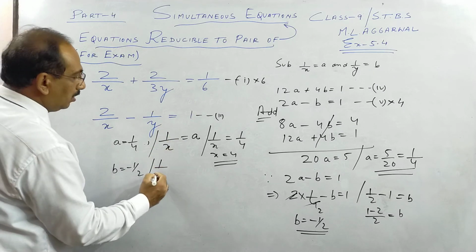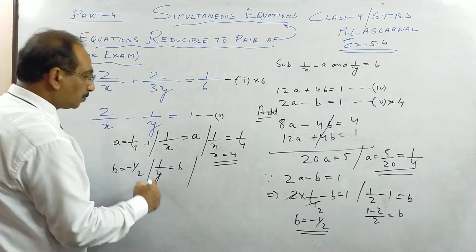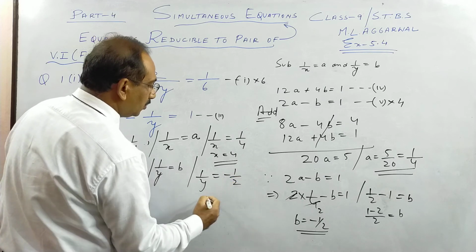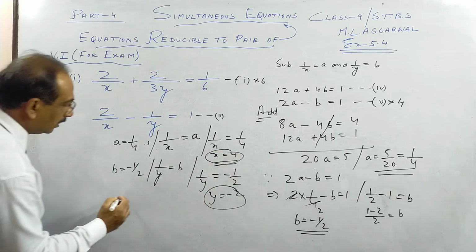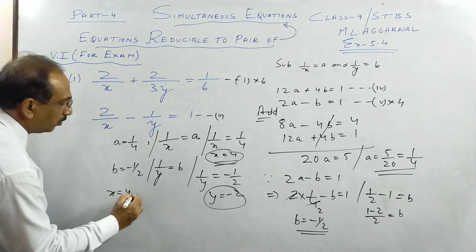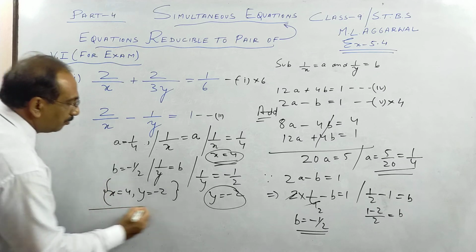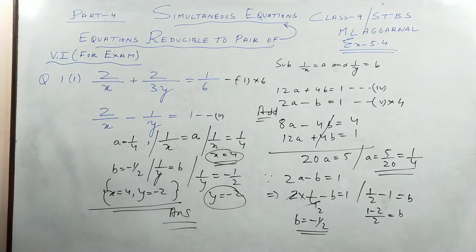1 by y we had assumed it to be b. So 1 by y is minus half. So you will get y is equal to minus 2. So final answer you write, children, x is 4, y is minus 2. Put it in middle bracket called braces and write down the answer so that your teacher can see the answer and give you full marks.